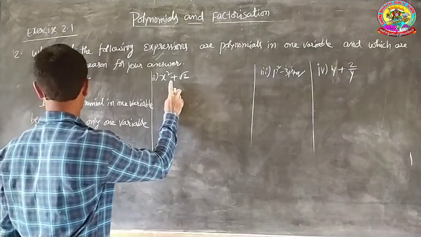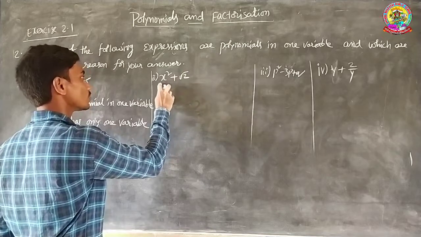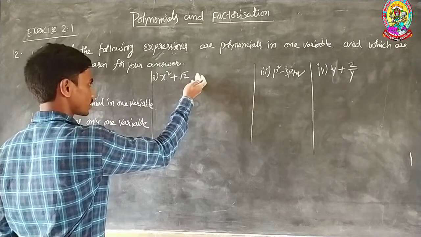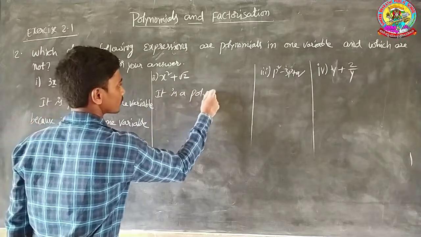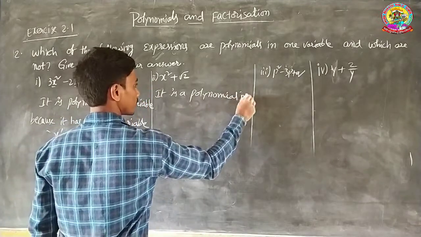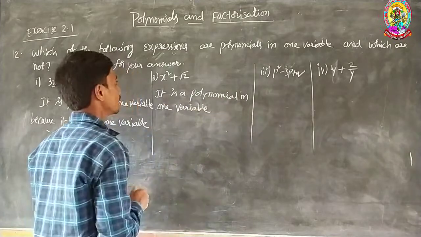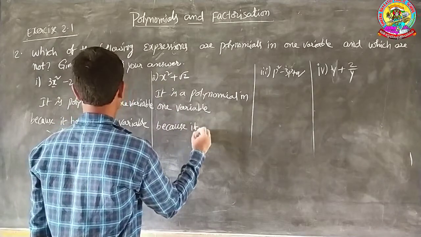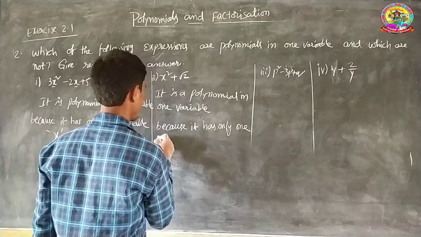Next, x square plus root 2, this is also an expression. Here also there is only one variable term, that is x. Of course, root 2 is a constant term because it has degree 0. It is a polynomial in one variable, because it has only one variable term, x.